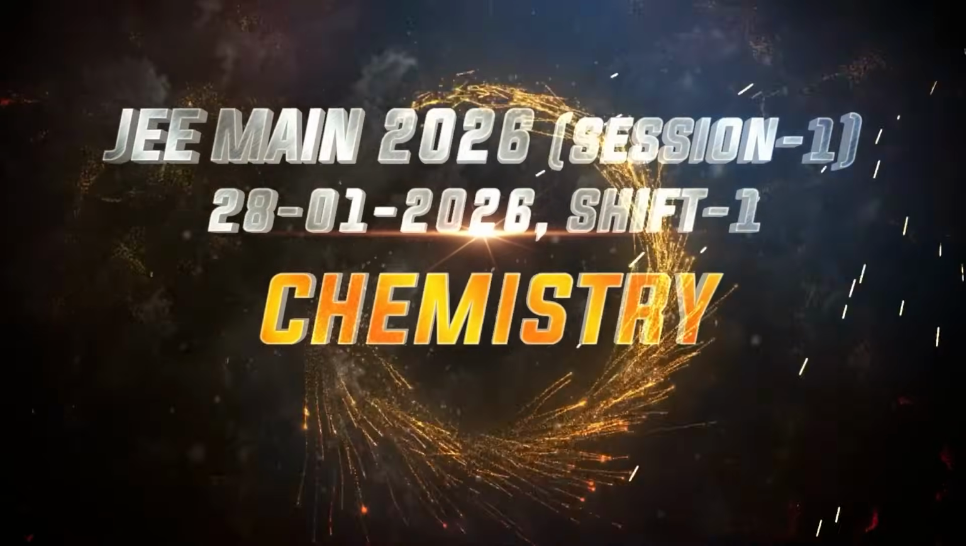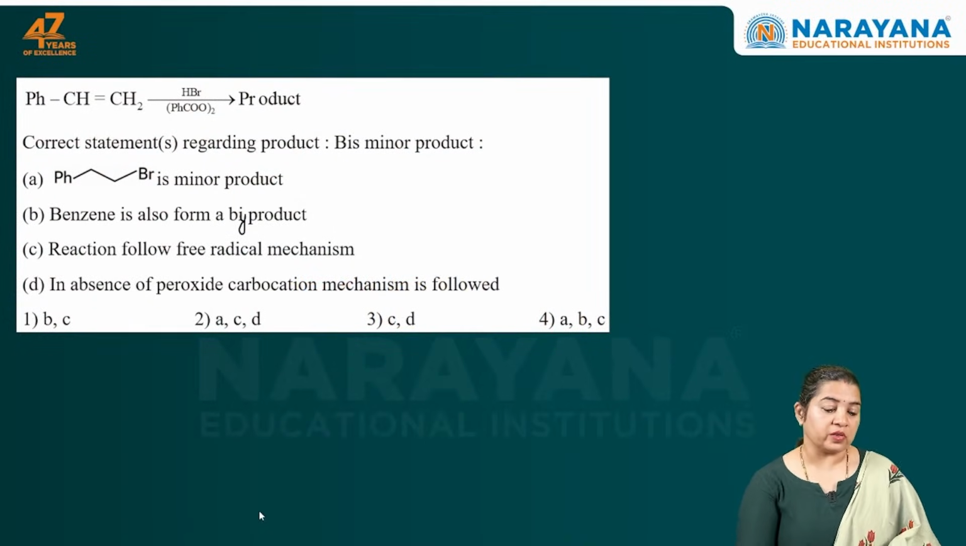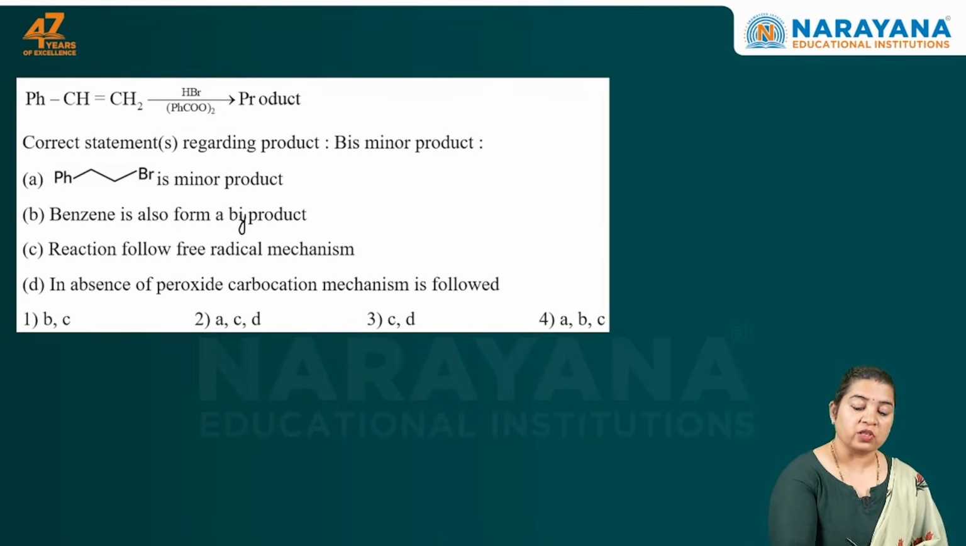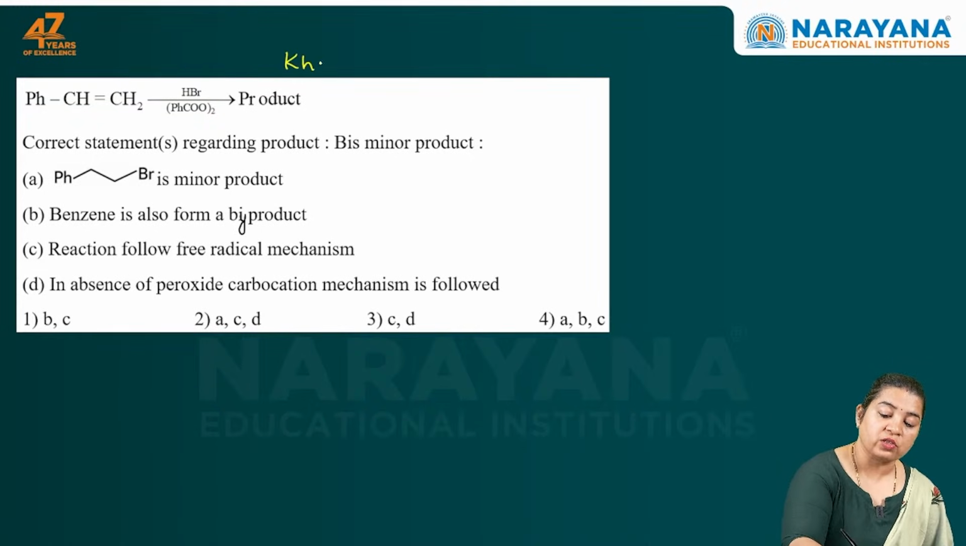Now moving to chemistry. Here we are with some more organic questions that we have received by now. This particular question is about the anti-Markovnikov addition of HBr, which we also know by the name of the Kharasch effect. So this question is of the Kharasch effect.